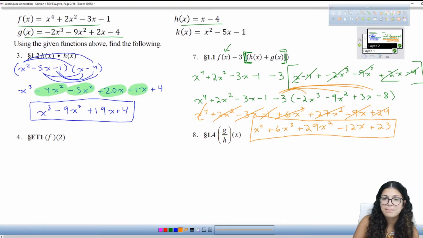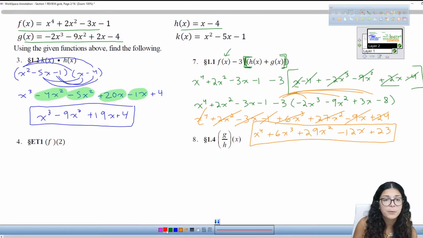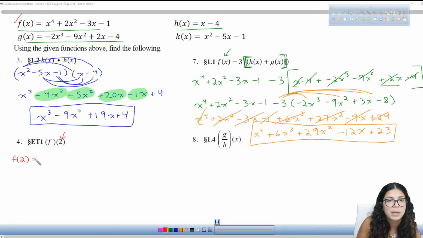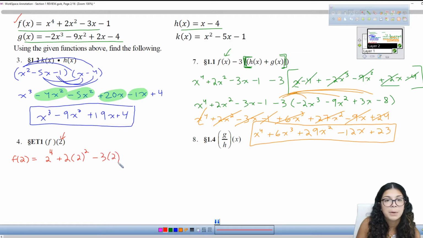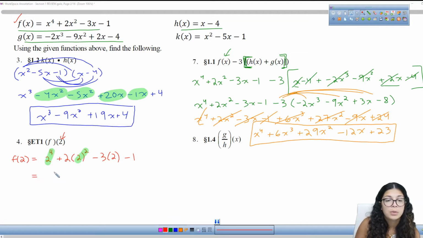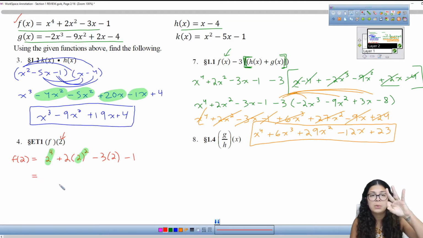Okay. Let's move on to number 4. On number 4, you're finding f of 2. Okay, so I'm just inputting 2 into my function f. Here's f. So f of 2 equals input to the power of 4 plus 2 times the input squared minus 3 times the input minus 1. Okay. Exponents first, right? So I need to do this exponent and this exponent first. So 2 to the power of 4 is 2 times 2 times 2 times 2.